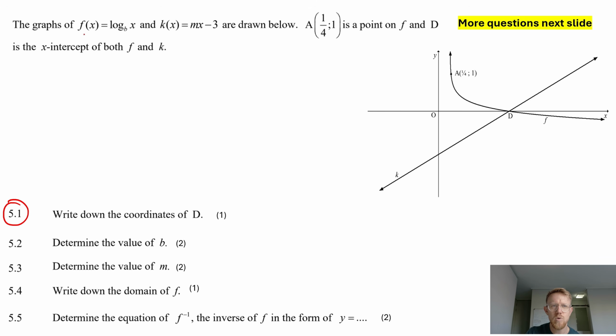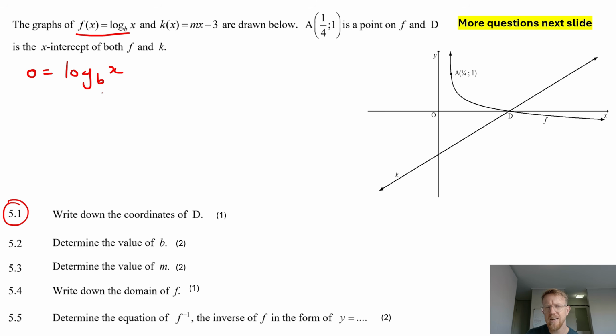Right, so what we can do is take your log graph, and you must understand that at D, the y value is 0, because it's an x-intercept. So you can make the y value 0. Now to eventually be able to solve for x, we're going to have to reverse this whole log. So we're going to have to convert it to an exponential.